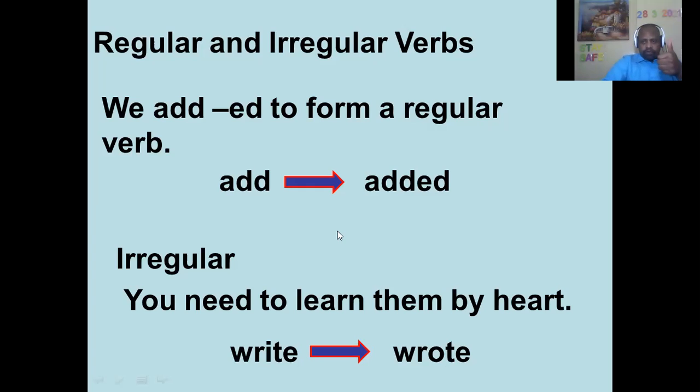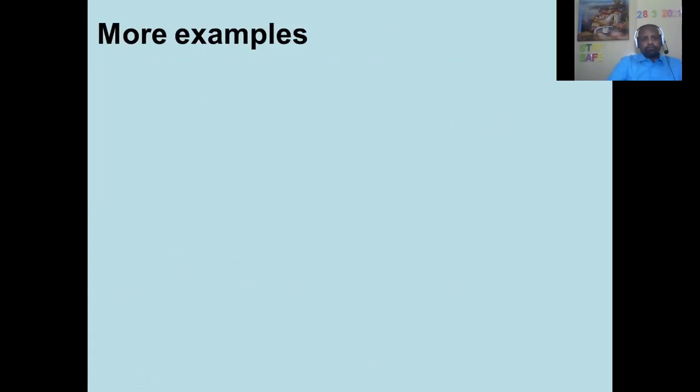Remember, regular verbs, irregular verbs. Regular verbs, we add ed to form the past. Irregular verbs, they don't follow the rule of adding ed. You study them by heart the time you find them. Now, let's explain more examples.